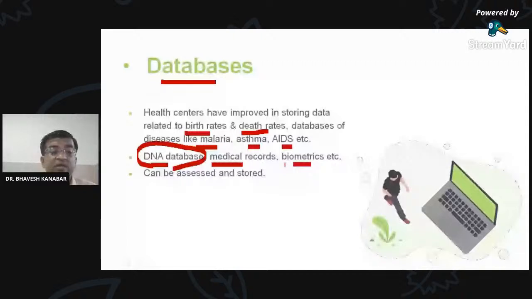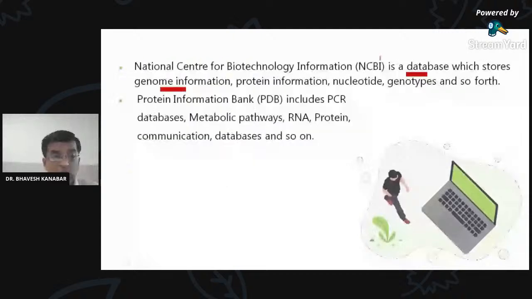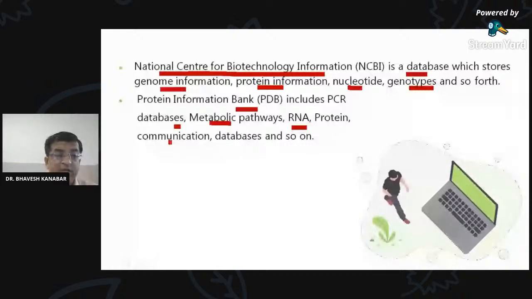The National Center for Biotechnology Information database stores genome information. This NCBI stores genome information, protein information, genotype, and so on. Protein information bank, PDB, includes PCR database, metabolic pathway, RNA, protein communication database. So these are examples we are not used to coming across. We are used to coming across information about disease prevalence, disease information, disease incidence. So these are specialized types of databases where genome information, protein information, and nucleotide information are stored.